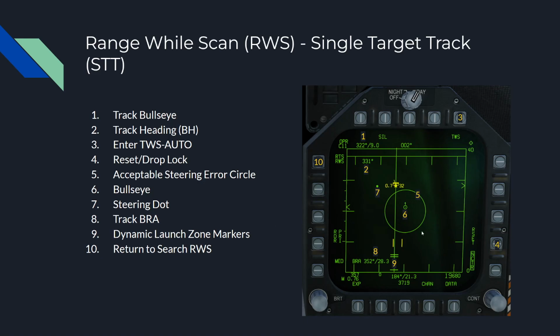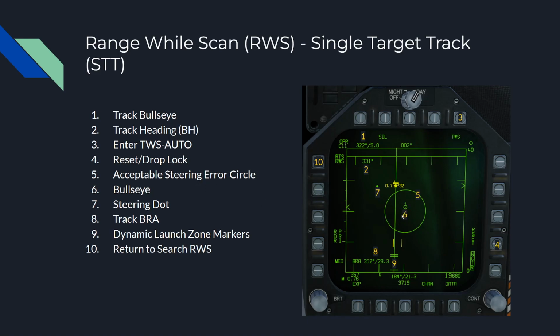And 5, that big green circle, is your acceptable steering error circle, or your ASE circle. So what you want to do is put your steering dot, that little dot there on 7, inside of this. If you were just staring at your radar screen, you would just want to maneuver to put that into there, and then it's okay. Now you've got shoot conditions as long as you're in range.